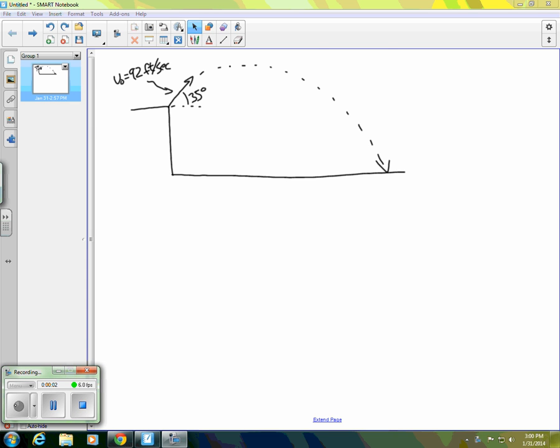In this video, we're going to take a look at projectile motion for the problem that I've drawn a picture for here. So we have a cliff. I forgot to give the height of the cliff. Let's make that 40 feet.